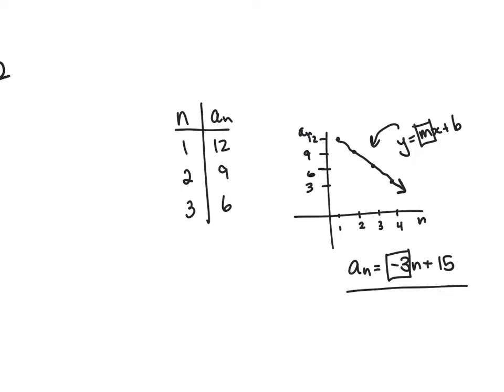So the common difference of an arithmetic sequence can be related to the slope of a linear function. And then b, going back to function notation, b represents your y-intercept when x equals 0. There is no value for when n equals 0 in sequences. The very first term always starts with n equals 1.